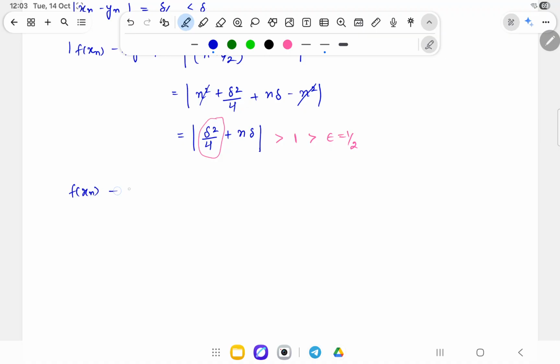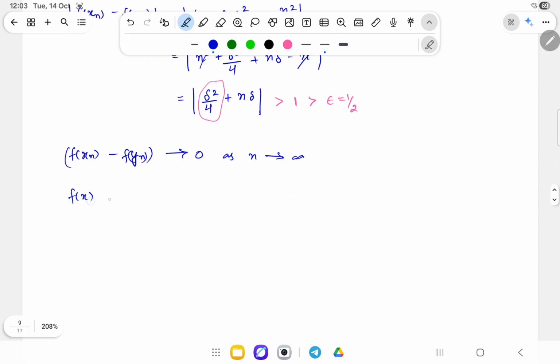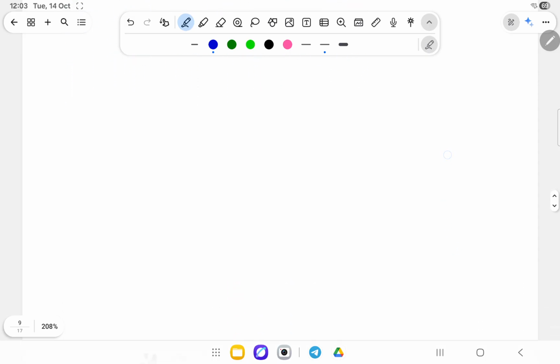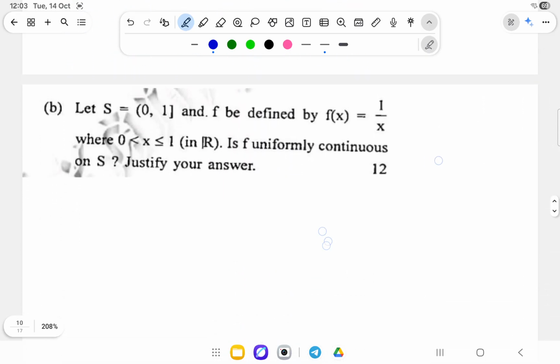So this basically proves that f(xn) - f(yn) doesn't approach 0 as n approaches infinity. So we got a contradiction via the sequential criteria of uniform continuity. So this basically proved that our function f(x) is not uniformly continuous on the whole real line, though it's continuous and uniformly continuous on the open interval (0, 1), it's not uniformly continuous throughout the real line. So let's move on to see the next question.